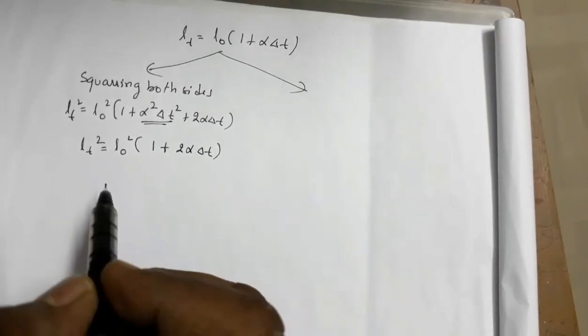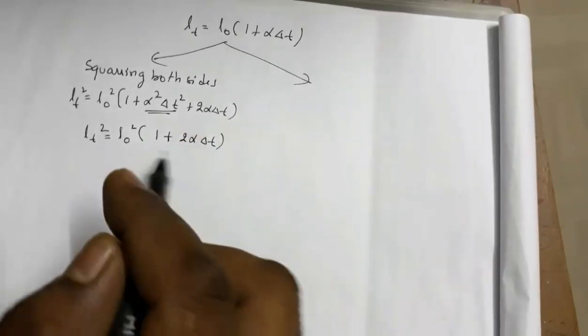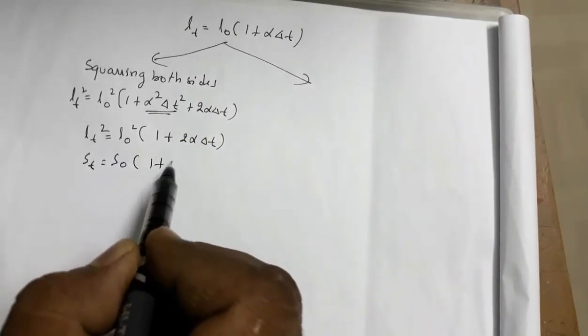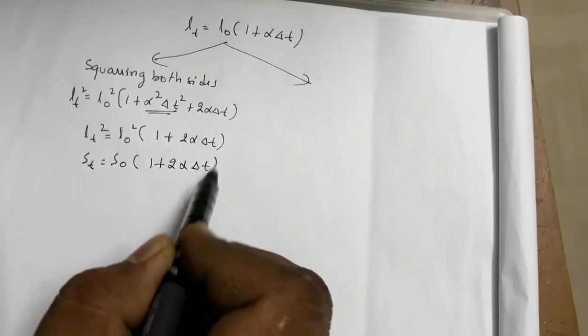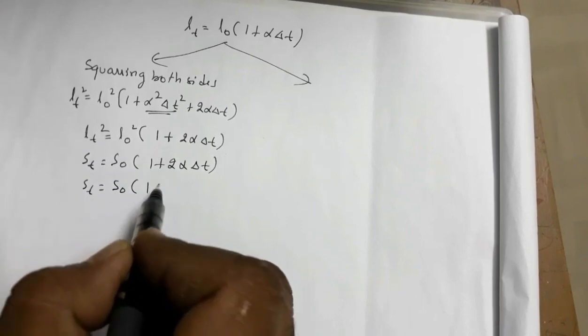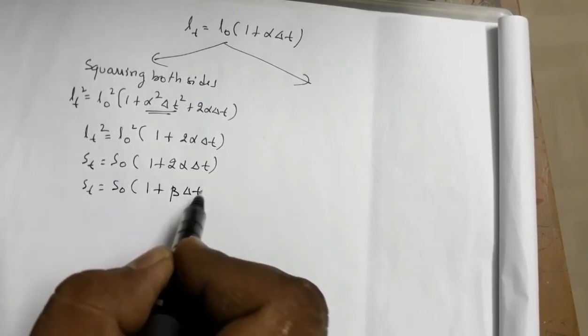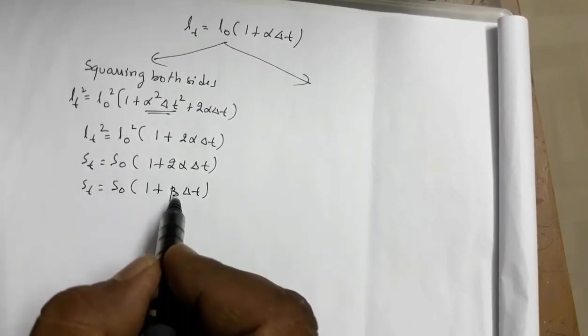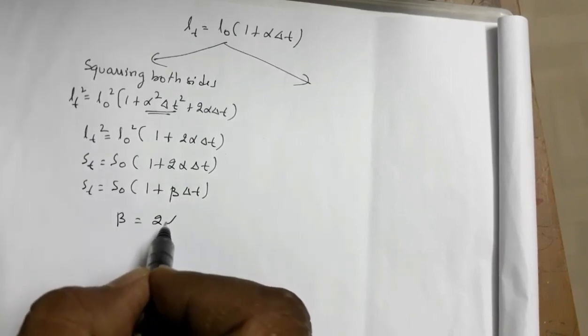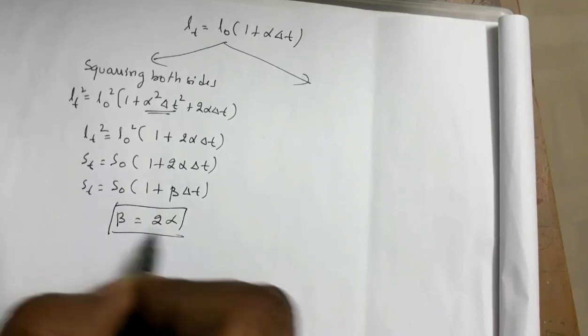If we neglect this term, we have Lt square is equal to L naught square (1 plus 2 alpha delta T). Now the square of length is like area, so St is equal to S naught (1 plus 2 alpha delta T). But we have already seen that St is equal to S naught (1 plus beta delta T). Comparing the coefficients, instead of 2 alpha I am getting beta, so beta is equal to 2 alpha. That is the relation between alpha and beta.